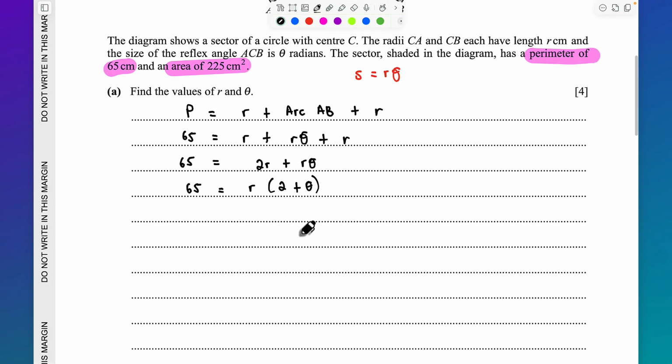So that's perimeter. Perimeter was quite helpful. So maybe let's now go to area. How do you find the area of an arc?